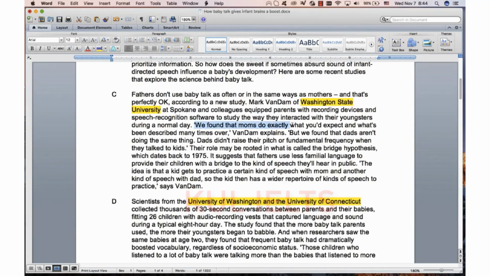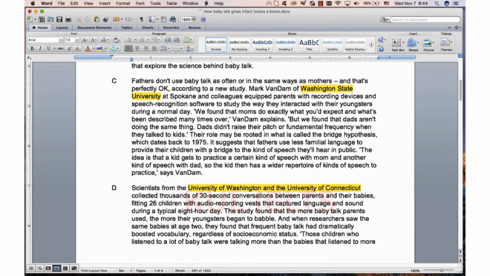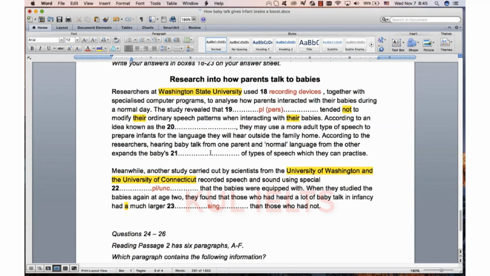We found that moms do what you'd expect, but often important information after but. We found that dads aren't doing the same thing. Dads didn't raise their pitch. Dads aren't, there's the negative again. They didn't modify their speech when they talk to kids. So we're looking for a plural person. I see moms, I see dads. The negative is here. Dads didn't modify it, so the answer must be dads. Again, not too bad. Great.